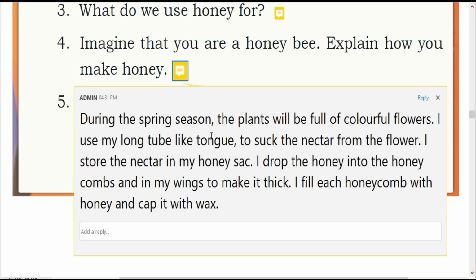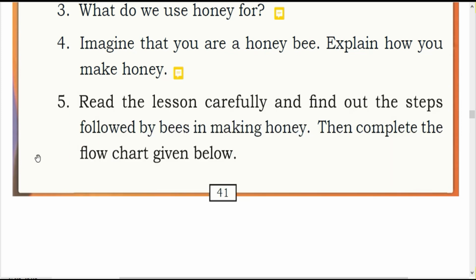during the spring season, the plants will be full of colorful flowers. I use my long tube-like tongue to suck the nectar from the flower. I store the nectar in my honey sac. I drop the honey into the honeycombs and fan my wings to make it thick. I fill each honeycomb with the honey and cap it with wax. This is the same process that the honeybee does.